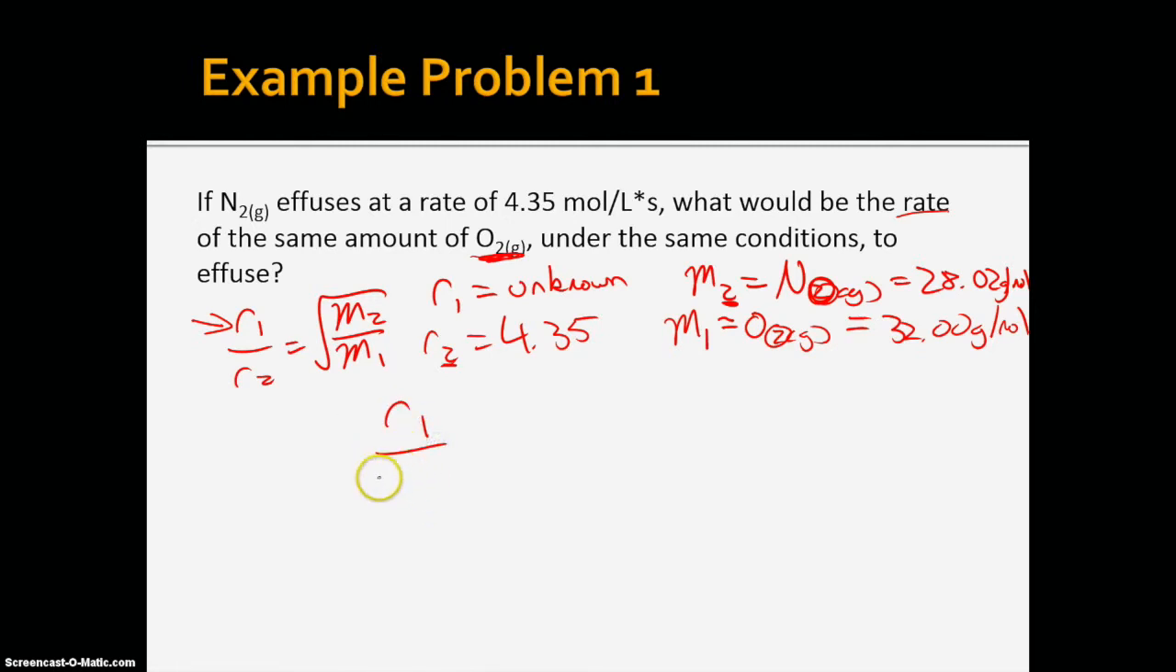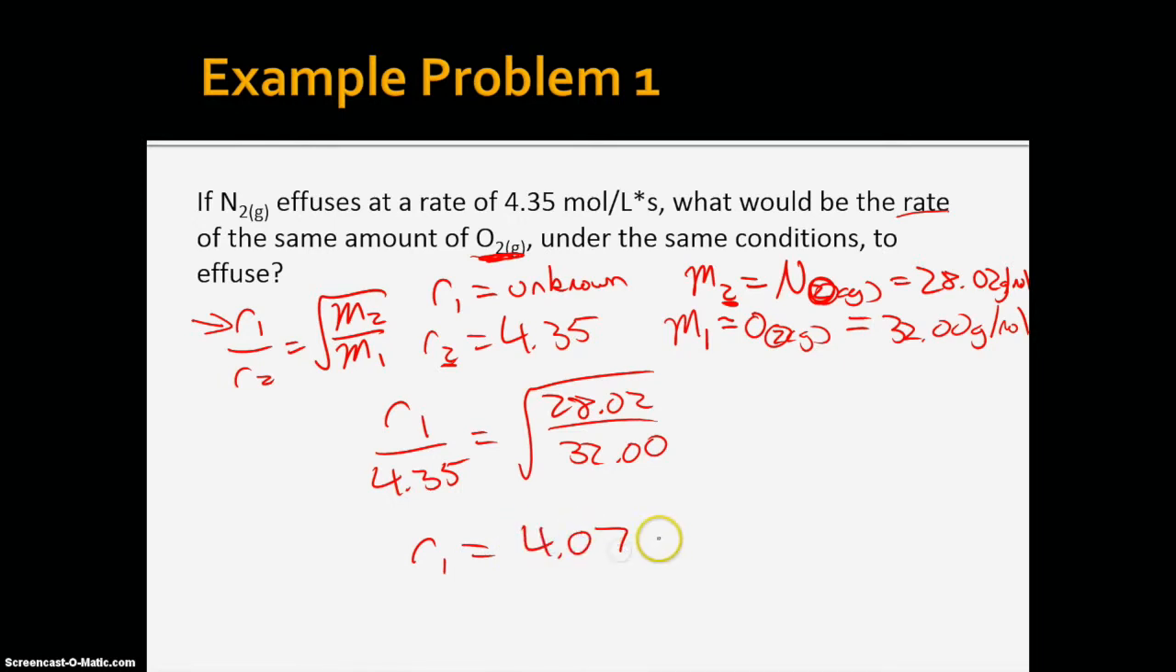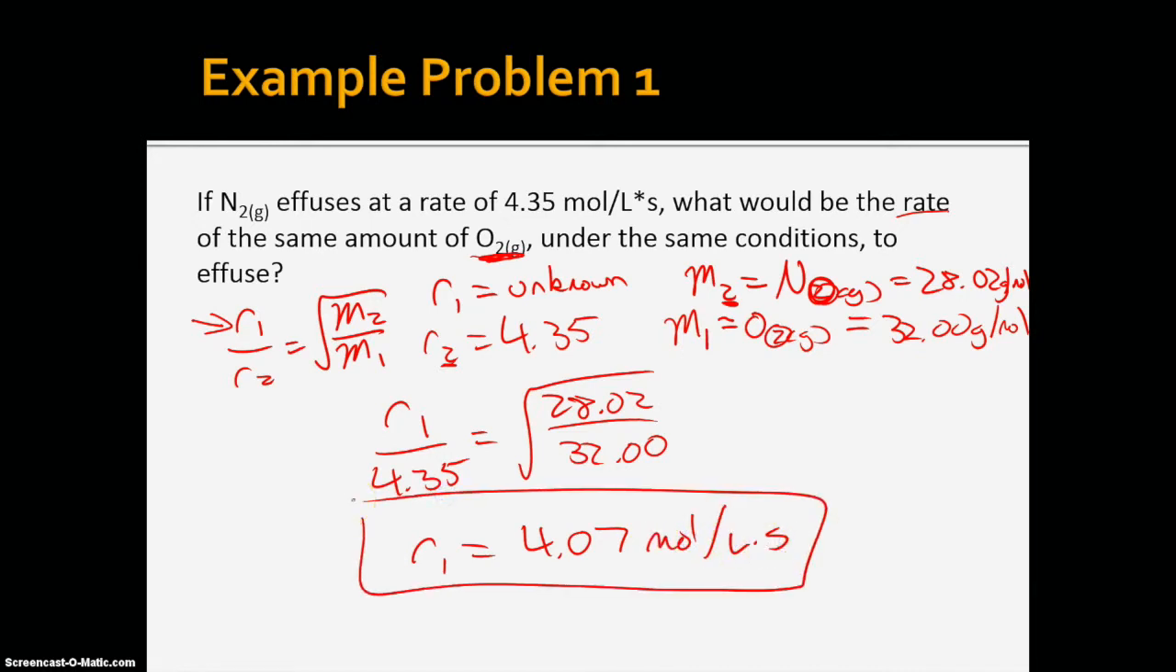So now that you have all this, you can go ahead and plug into your equation, R1 being your unknown, 4.35, and use your calculator, and you will get the rate of oxygen to be 4.07 moles per liter second. So this is a fairly easy problem, and this is pretty basic to start with. Just remember the equation, the inverse relationship, and always make your unknown the numerator. It'll just help you in the long run and make things simpler overall.